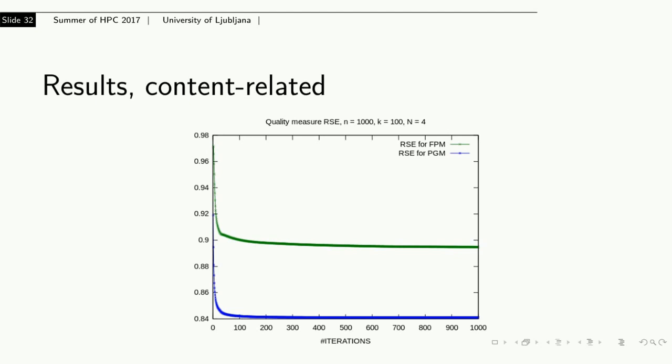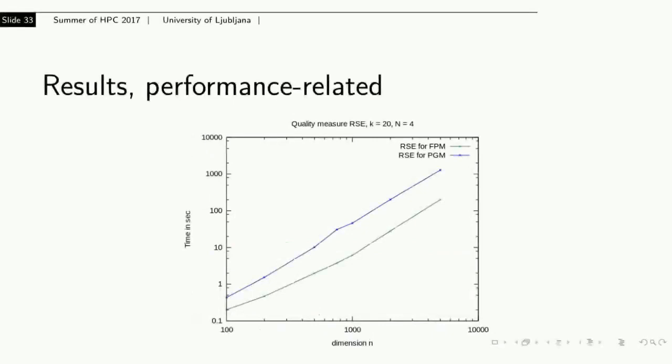Here, the green curve indicates the evolution of the RSE for the fixed point method, and the blue curve denotes the evolution for the projected gradient method respectively. On the other hand, we can measure the execution time for increasing dimension of the matrices and compare both methods' performance related with each other. Here we notice that the fixed point method iterates much faster than the projected gradient method.